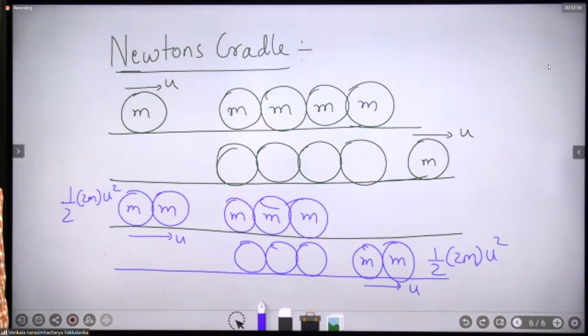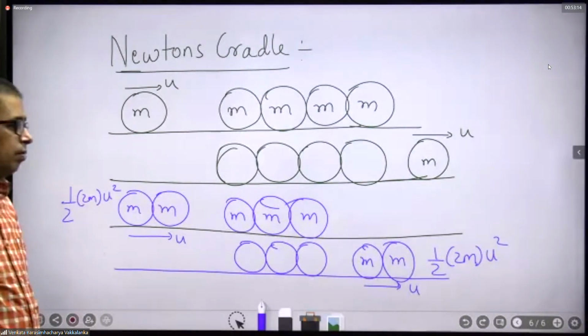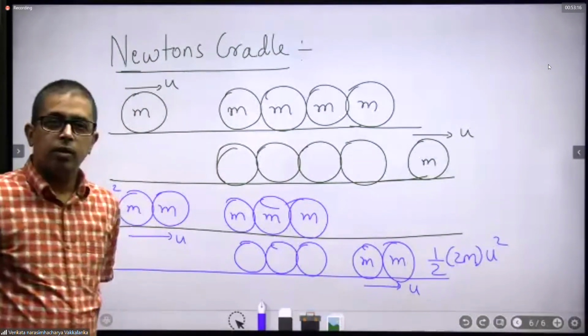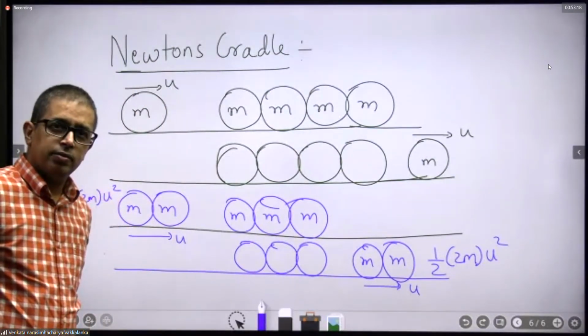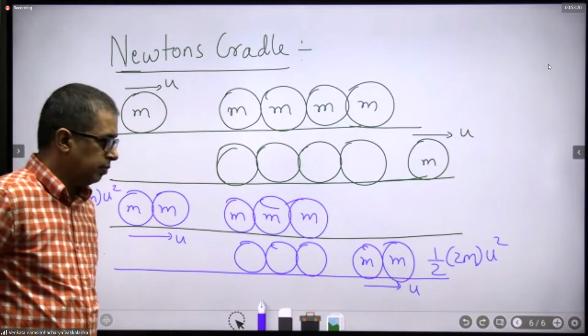So Newton's cradle, that pendulum-type thing. I'll show you. That's all. Can I proceed? Yes, sir.